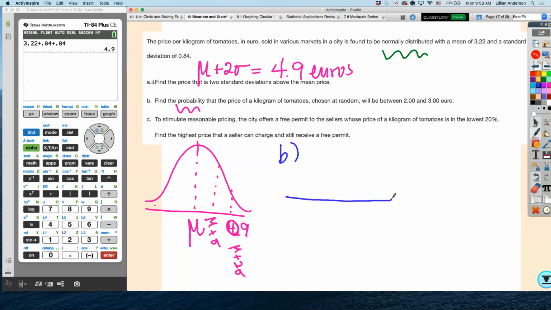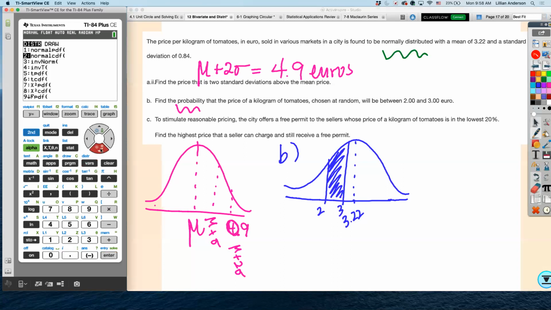I show the normal distribution curve with the mean at 3.2, and then I show where 2 lies and show where 3 lies on the graph, and I shade that area. That's how I get my method points. It was the diagrams, not the calculator notation. Because you're showing the grader that I'm looking for that area underneath the curve between 2 and 3, and I recognize that 3 is less than 3.22.